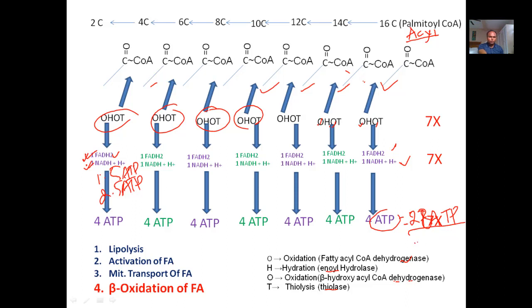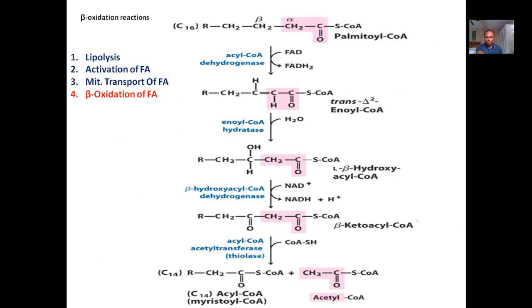Now, if you remember, 2 ATP is utilized in the beginning. So here the net ATP production is 26 ATP. This ATP is utilized for the activation of fatty acid, the only step that requires ATP. Now let's talk about this.